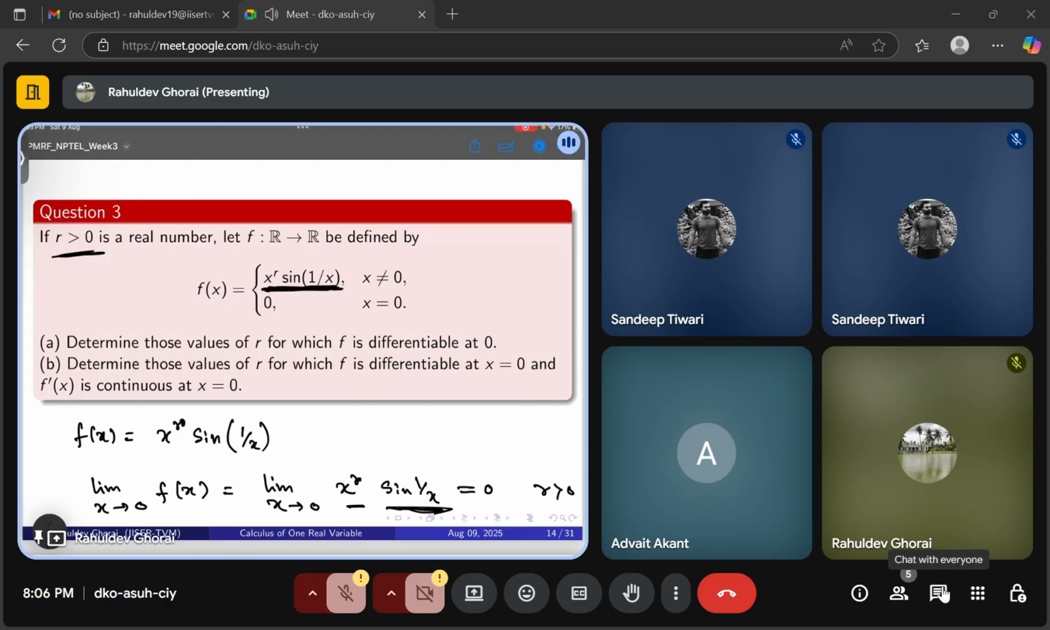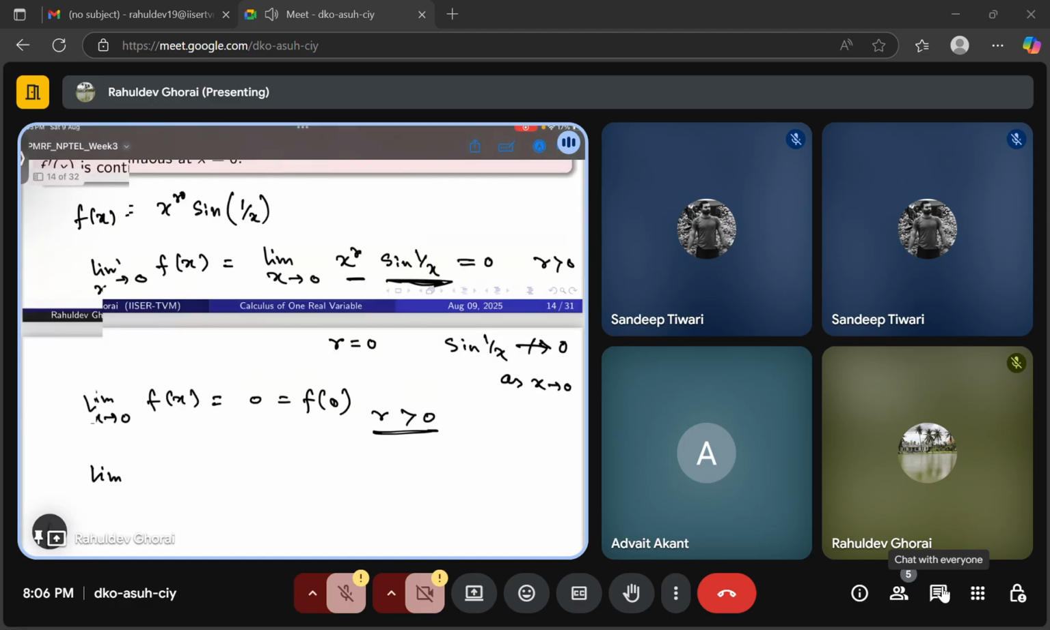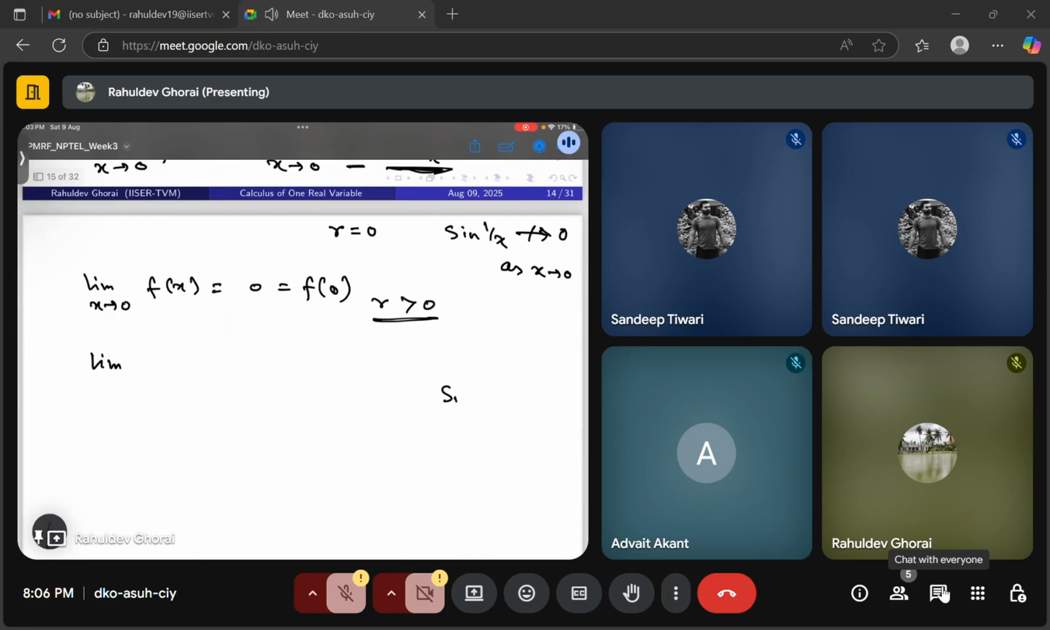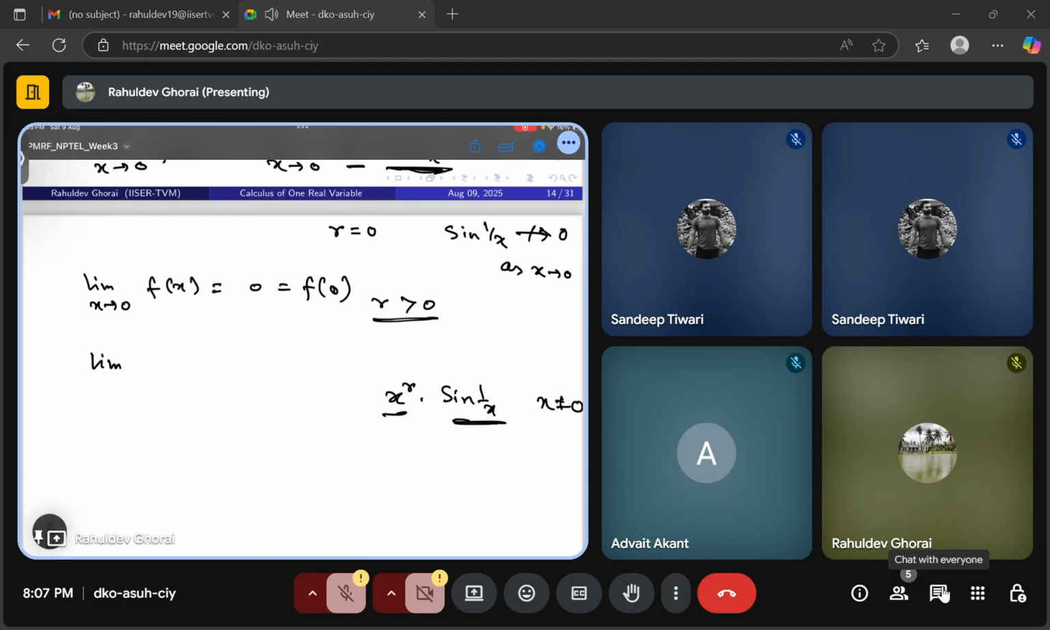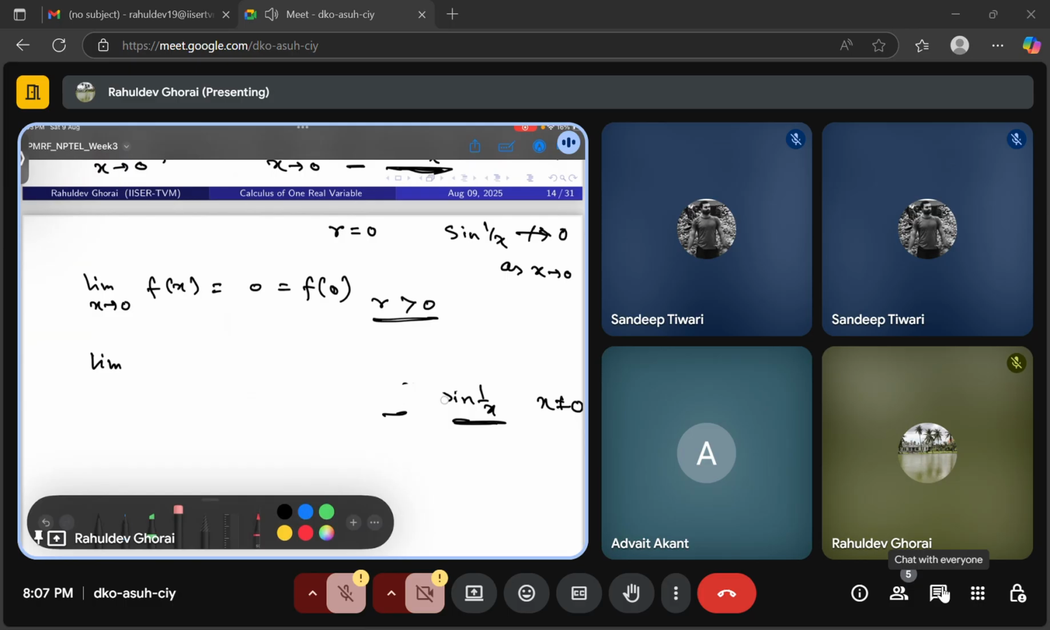Because at those points when x is not equal to 0, these two functions are differentiable, right? Sine 1 by x and x to the power r, when r is greater than 0, they both are differentiable functions when you don't have 0 in the domain. So if you take the product, it will be also differentiable. So other than 0, you don't have any problem at all, right? But the problem arises at x equal to 0.